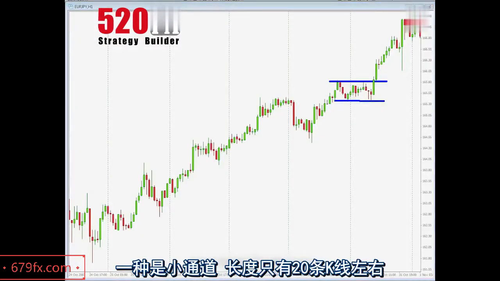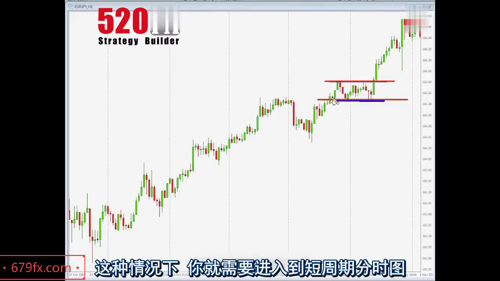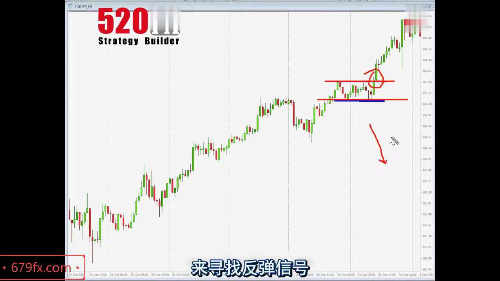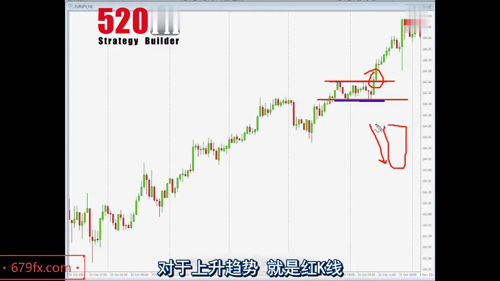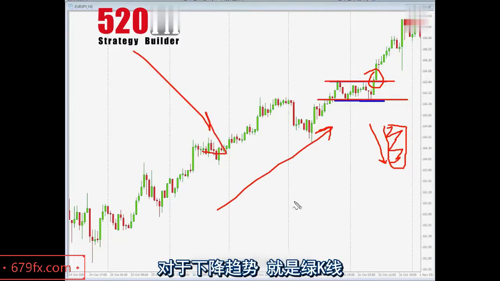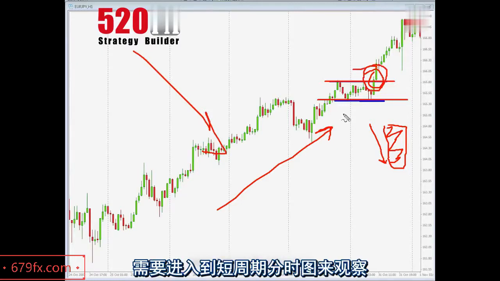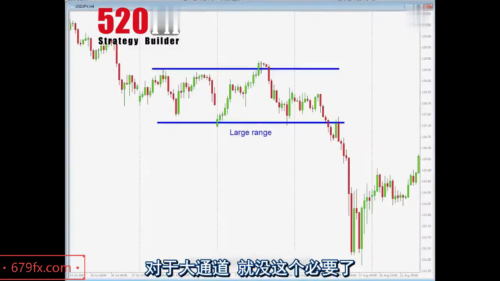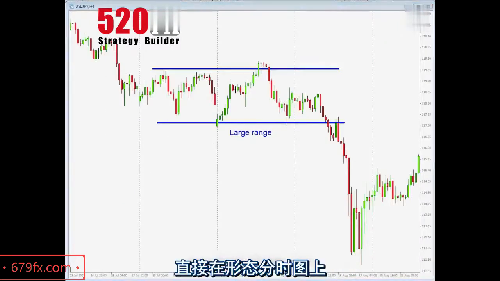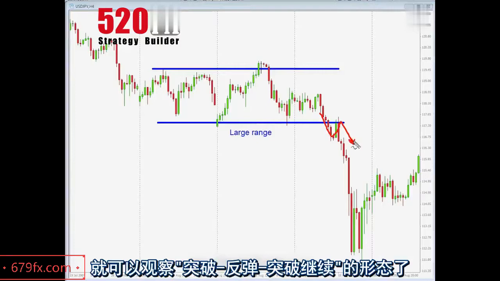Some of them are small, made by about 20 bars. In those cases, you want to zoom into the shorter time frames in order to search for that pullback signified by a red bar, in this case, since we are in an uptrend. In a downtrend, of course, we would be looking for 1, 2, or 3 green bars up on the breakout. So in small ranges, it's good to zoom into the short time frames. In large ranges, usually there is no need. You can see the breakout, pullback, thrust in the setup chart itself.